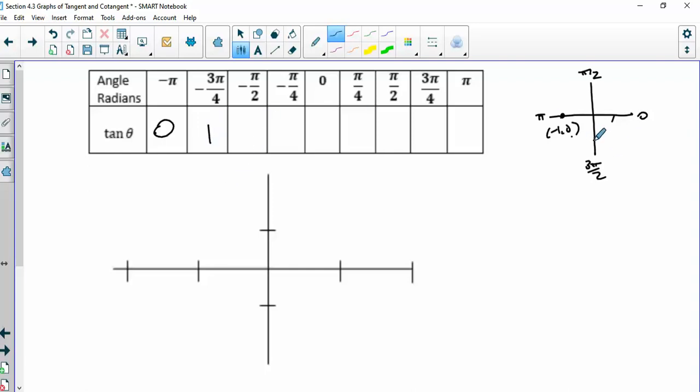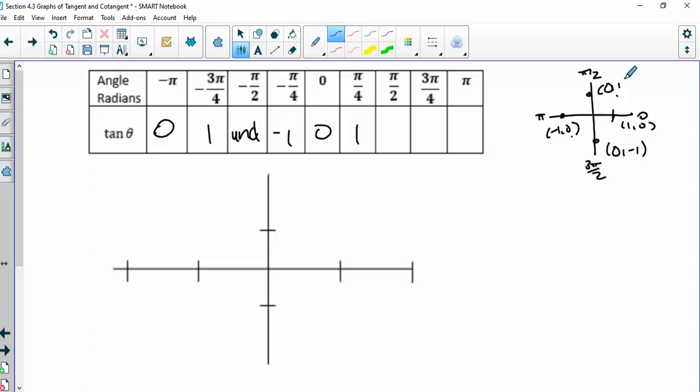Negative pi over 2 is right here. That's the point 0, -1. Y over x, -1 over 0 is undefined. Okay, negative pi over 4. That's in quadrant 4. Tangent's negative in quadrant 4. Tangent of 45 is 1. At 0, this is the point 1, 0. Y over x, 0 divided by 1 is 0. Quadrant 1, tangent is positive. Tangent of 45 is 1.